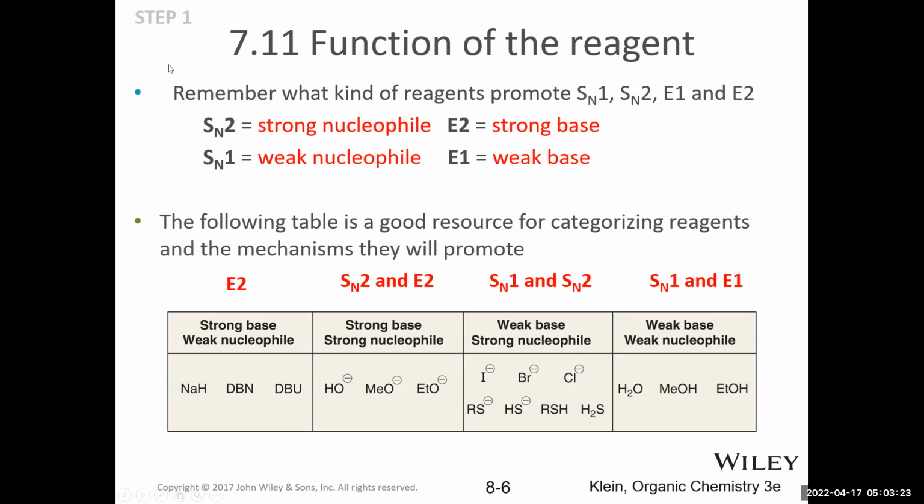So the first category promotes an E2 reaction, and those are reagents that really act as a base only, and they'll always be a strong base. So if something is a weak nucleophile but a strong base, it will promote a reaction as a base, and because it's strong, it will promote an E2 reaction. Now the examples DBN and DBU are only found in the Klein book, and those are not common strong bases. So you can add a few of these to your chart that are a little bit more common.